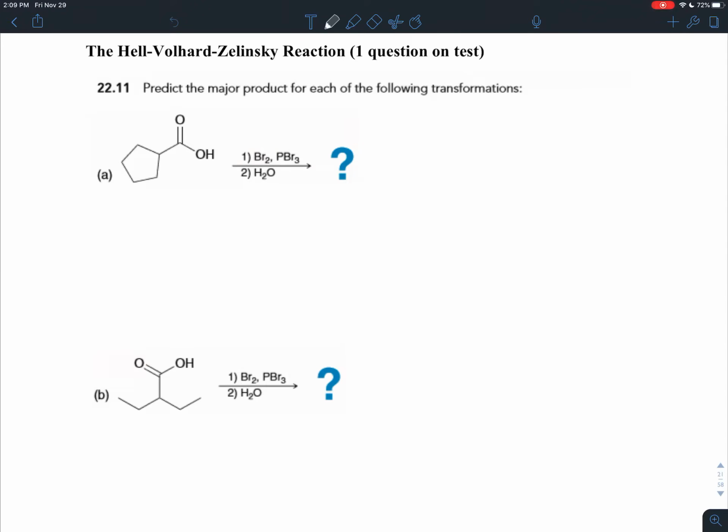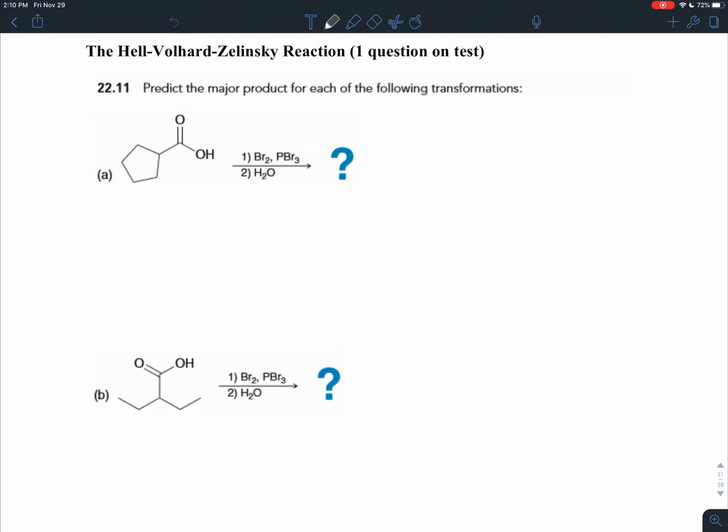So in the last video, we discussed what the Hell-Volhard-Zelinsky reaction is. It's a way to put a bromine on the alpha carbon of a carboxylic acid, and also what its significance is. Once you have a bromine on that alpha position of a carboxylic acid, you can do an SN2 reaction with ammonia and get an amino acid. So it's a way to create amino acids.